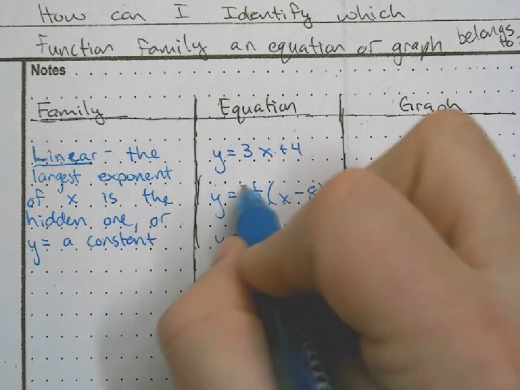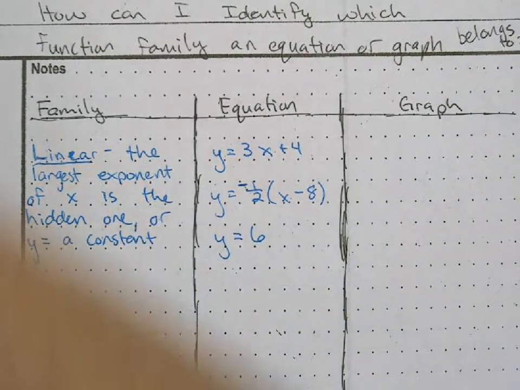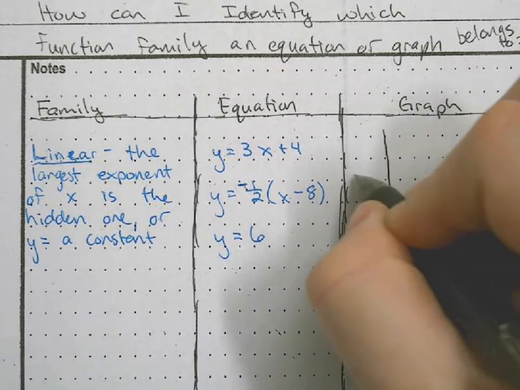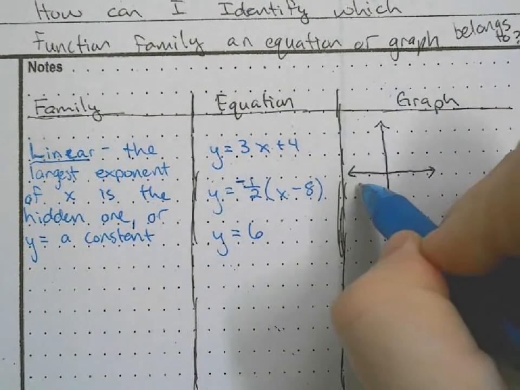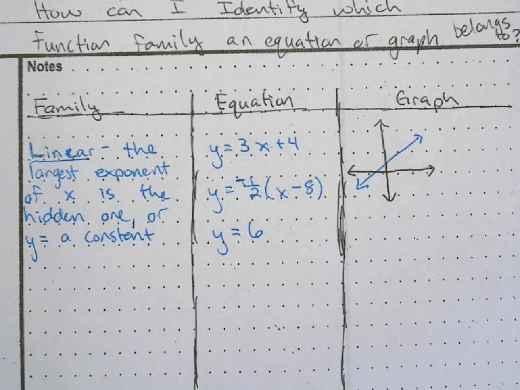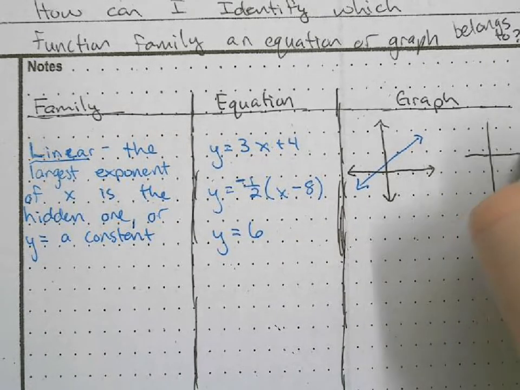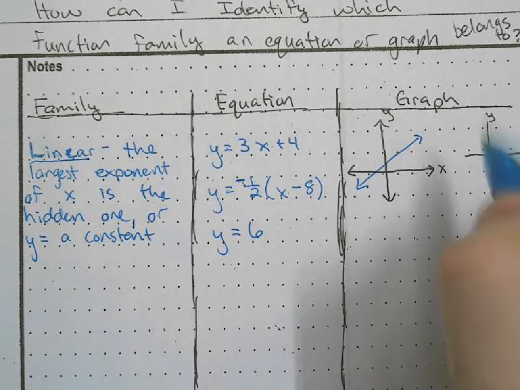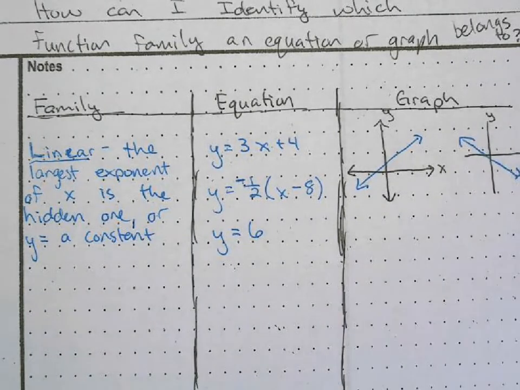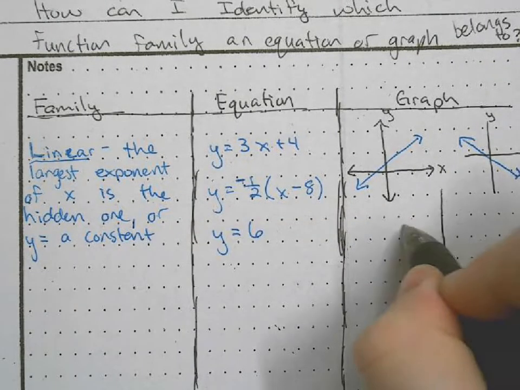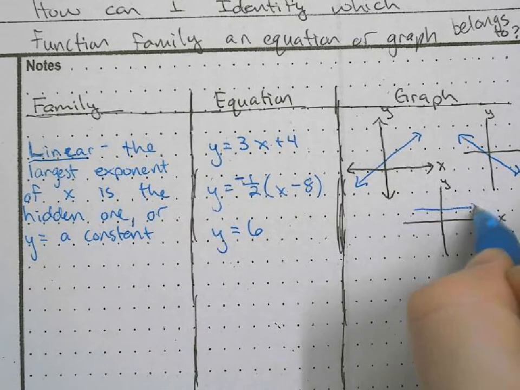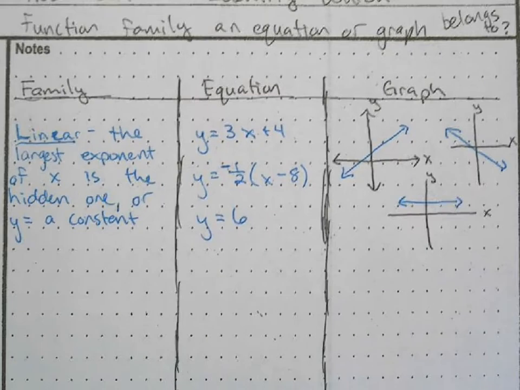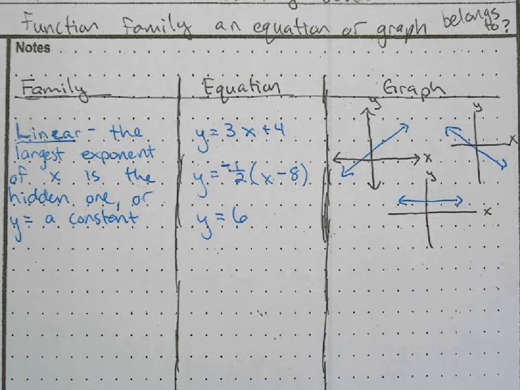And our graphs, let's make that a negative 1/2. Our graphs look like this. We can have something like that. We could have something like this. Or we could have our constant graph that looks like that. And that's the linear family.